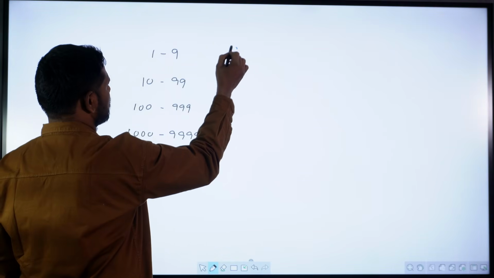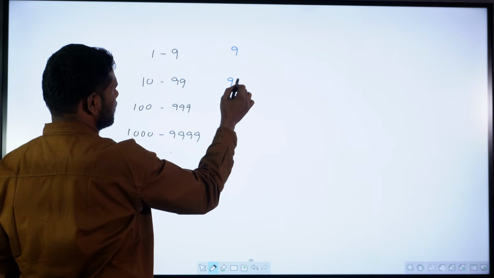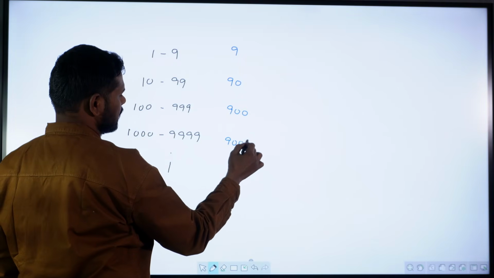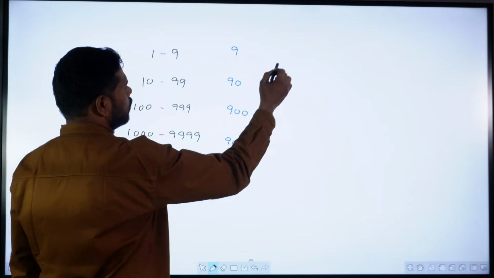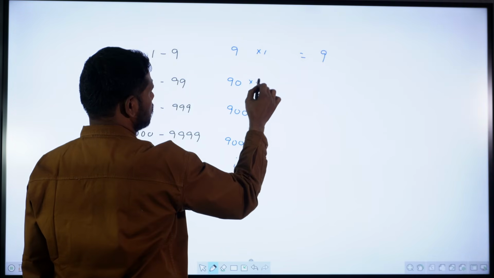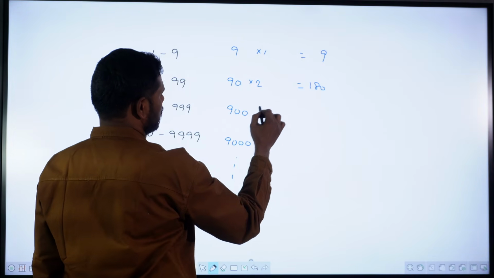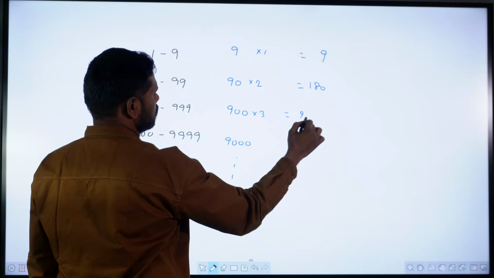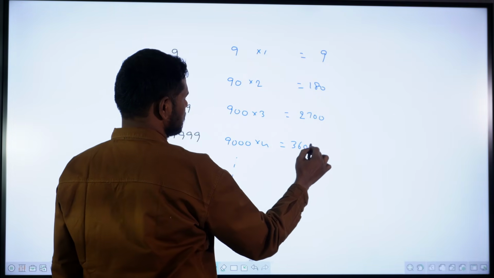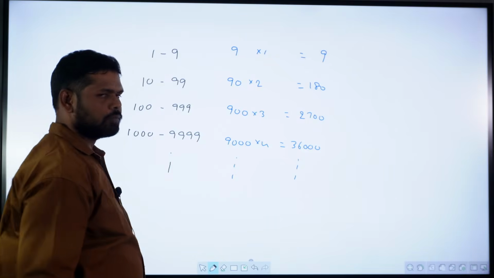So total single digit numbers are 9, two digit numbers total 90, three digit numbers are 900, four digit numbers are 9000 and so on. Total digits: all single digits, that's why 9; all two digits, that's why 180; all three digits, 2700; four digits, 900 into 4, 36,000 and so on. That's clear.